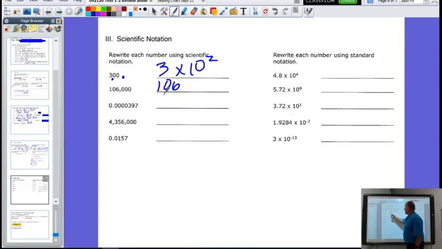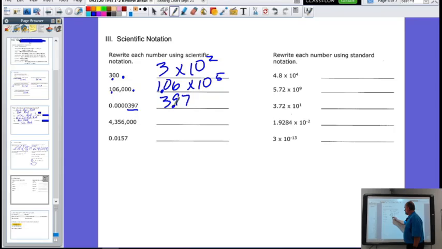So 106, put the decimal such that its value is between 1 and 10. And then times 10 to the... how many places did I move it? It was here. I moved it here. So that gives me 5 places. Okay, so this one's got a negative exponent. So this one, again, I write my 3 significant digits here.